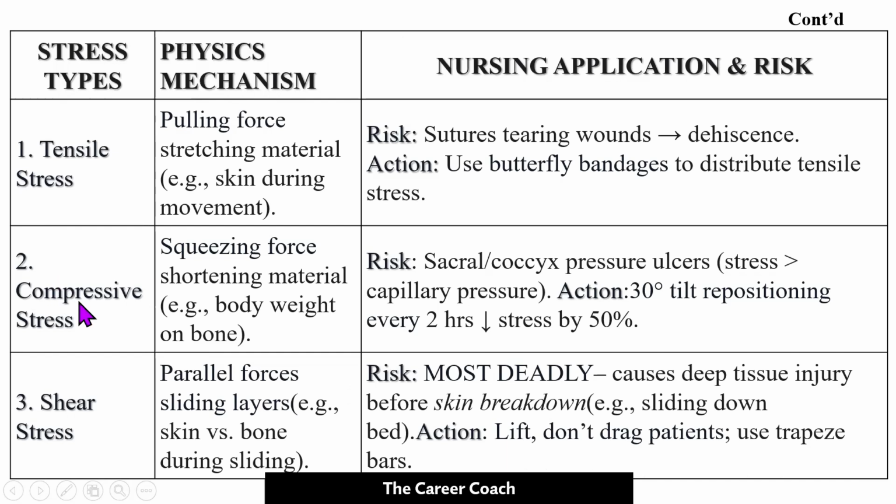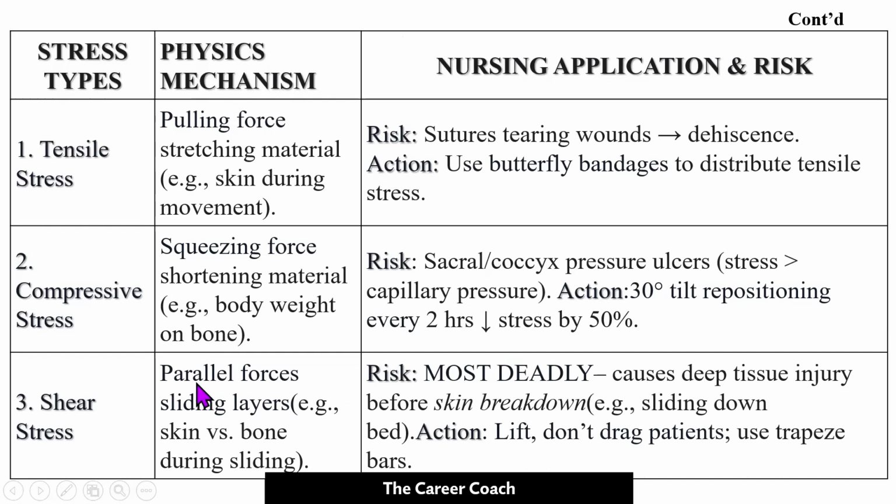2. Compressive stress. Squeezing force, shortening material. Example, body weight on the bone. Risk: sacral and coccyx pressure ulcers result from stress resulting from capillary pressure. What should be the nursing action? Tilt the patient 30 degrees and reposition every 2 hours. This will reduce stress by 50%.